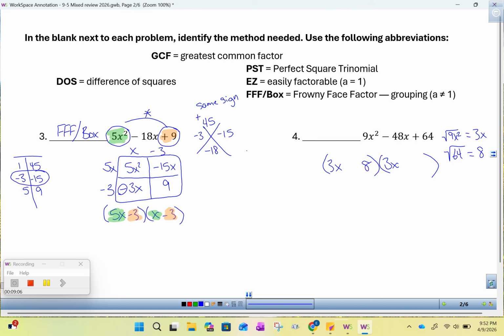The 8 and the 8 get me to 64, but because I need a negative 48 to happen in the middle, they both have to be negative. Okay? If it helps convince you that this actually works, from what we did in Chapter 8, you can work your factors backwards. We already checked the first and the last, but here's the negative 24x and the negative 24x that are creating that middle term. Okay, so this one was a perfect square trinomial.